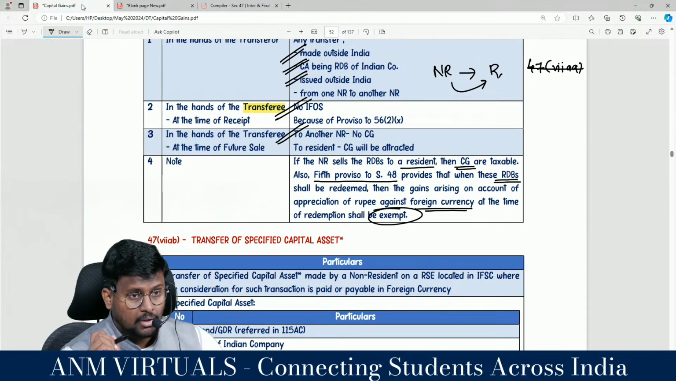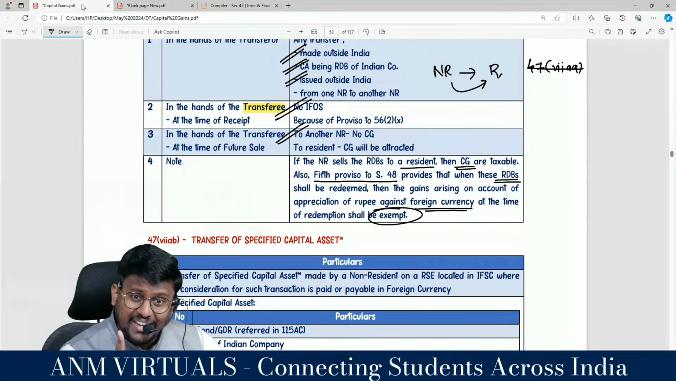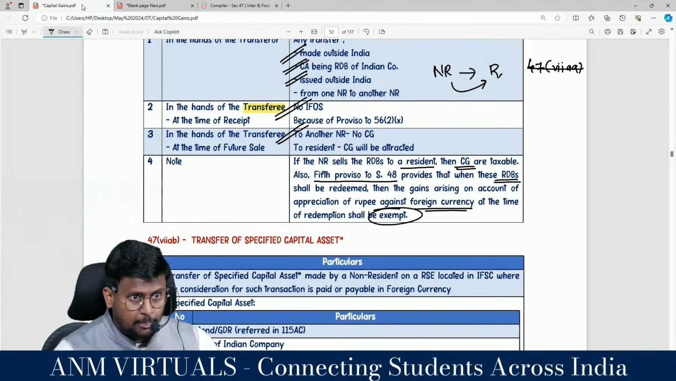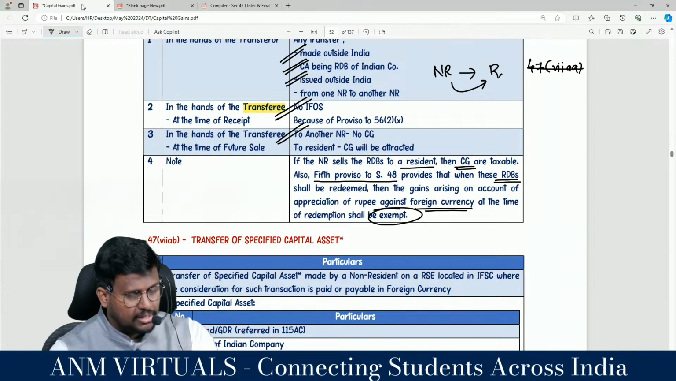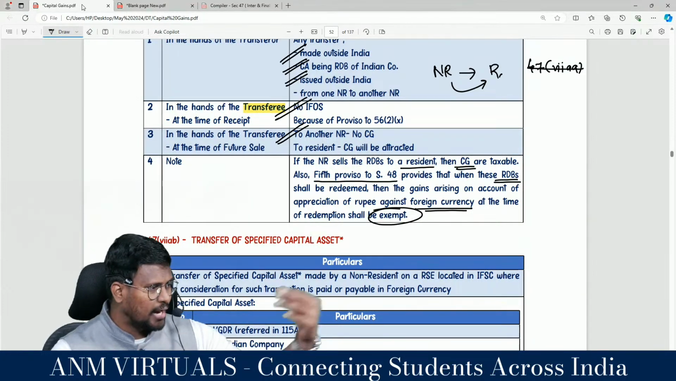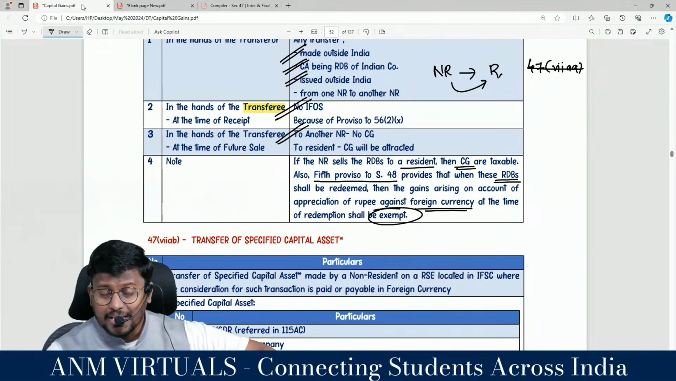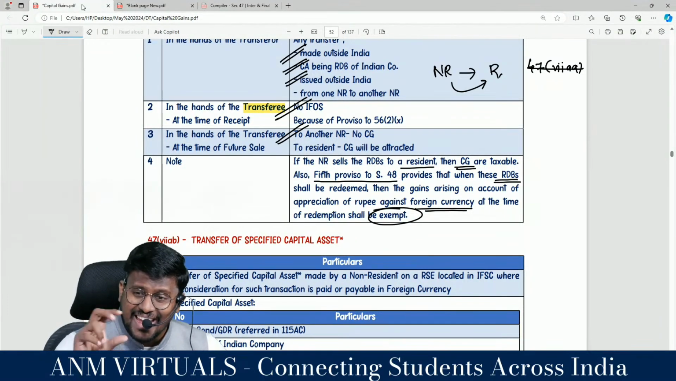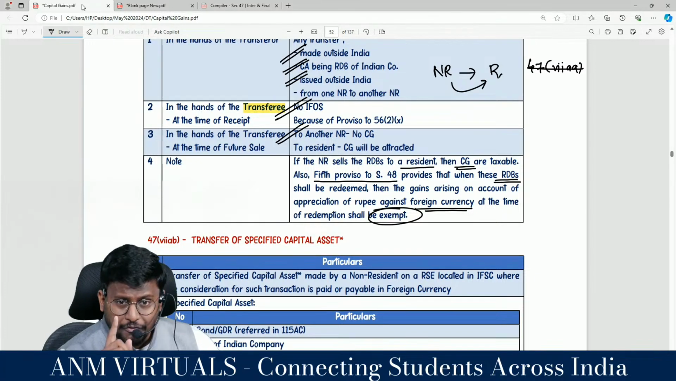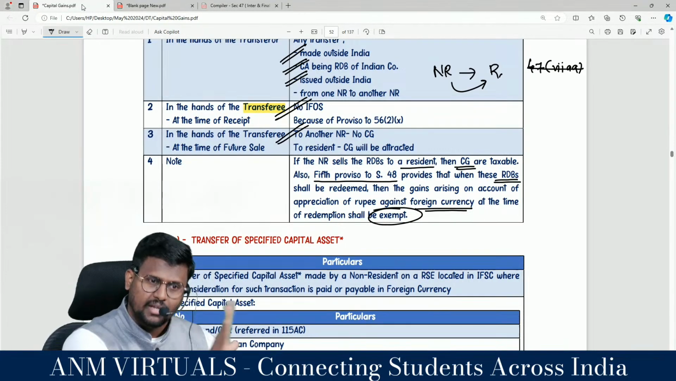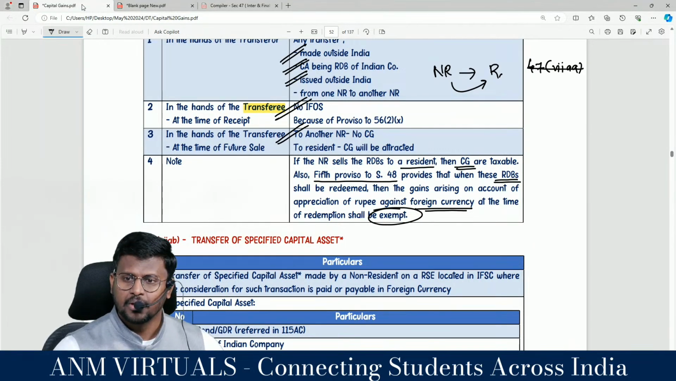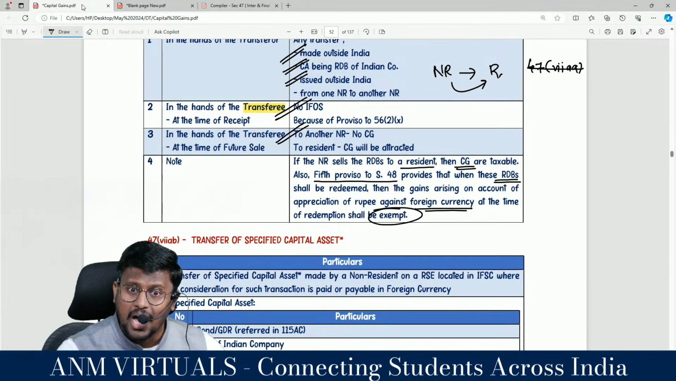What is 47 clause 7A? Transfer of capital asset being bonds or GDRs of Indian concern by one non-resident to another non-resident made outside India will not be regarded as transfer. What is 47 clause 7AA? Transfer of capital asset being rupee denominated bond by one non-resident to another non-resident outside India will not be regarded as transfer in the hands of the transferor non-resident.